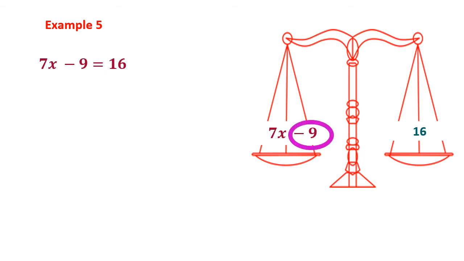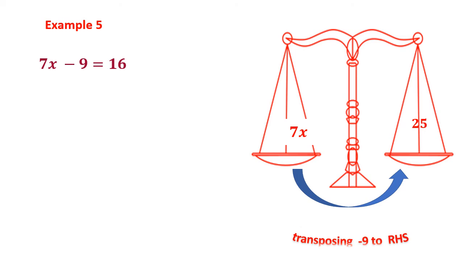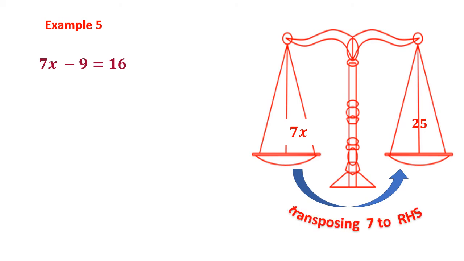On eliminating minus 9, it will get transposed to RHS, and hence what will happen? In LHS we will be left with only 7x, but what about RHS? In RHS we have 16 plus 9, that is 25. Now what is the second step?